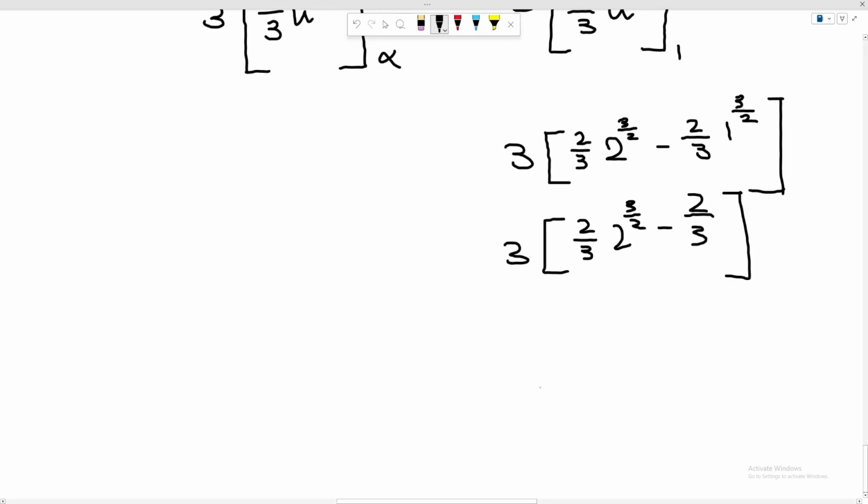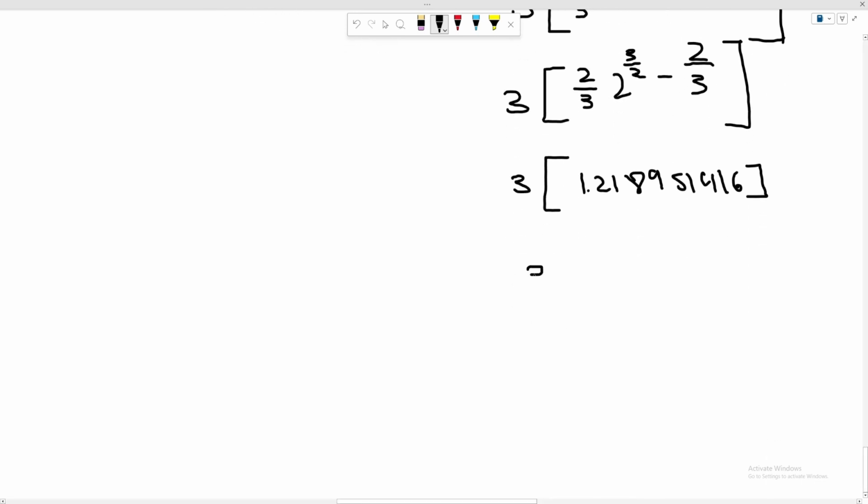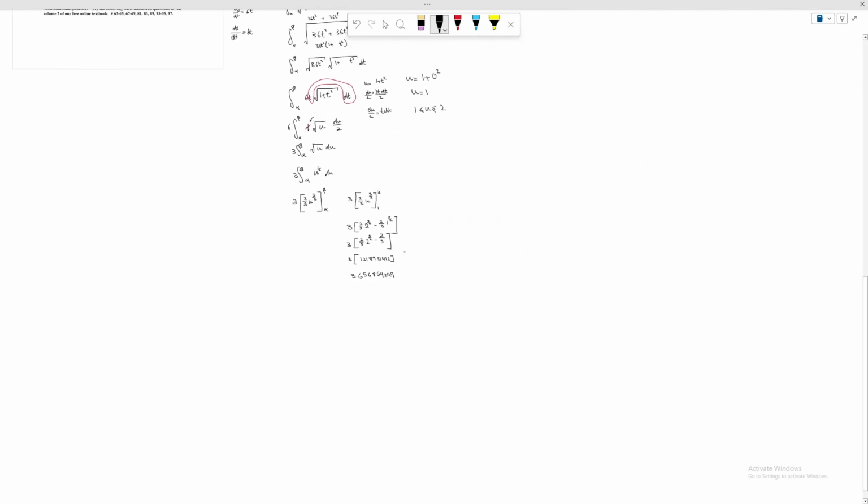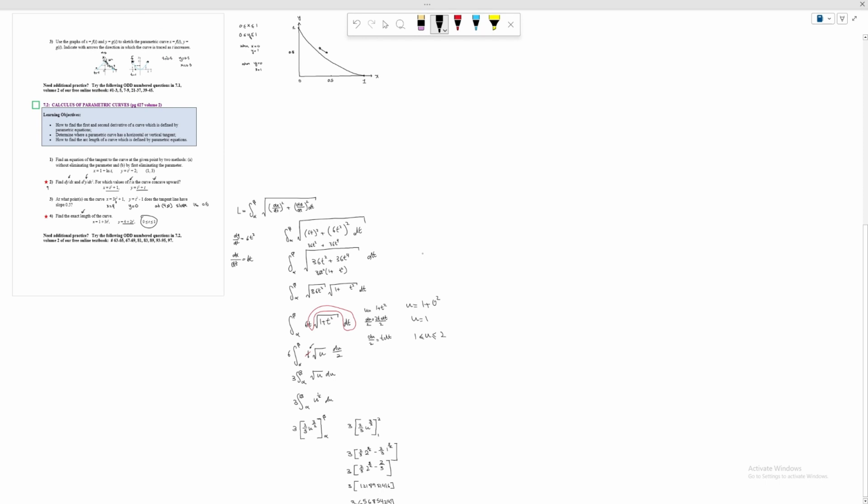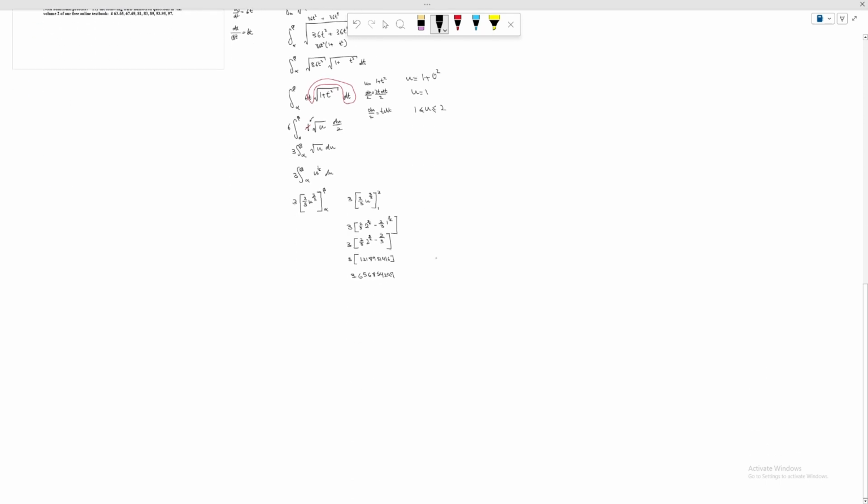Okay? So we get 1.218951416. And we multiply it by 3, we will get 3.656854249. Now, what was the question? The question is, find the exact length of the curve, and this is our exact length. Thank you.